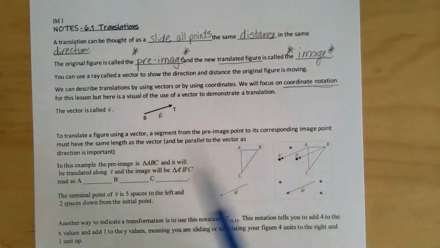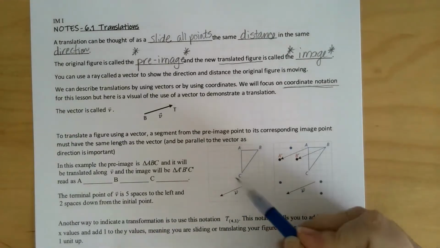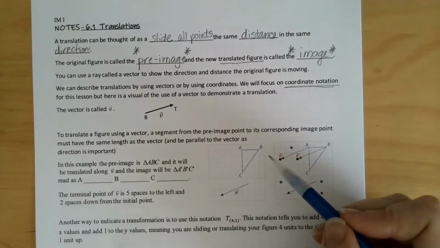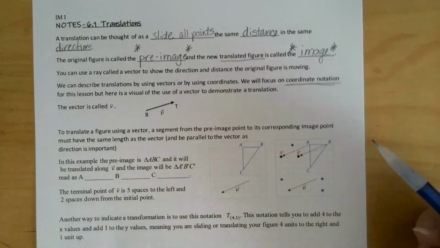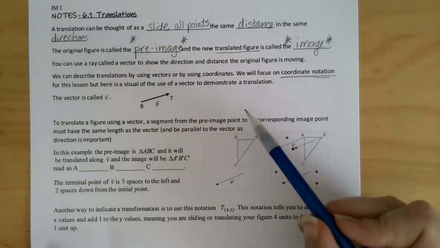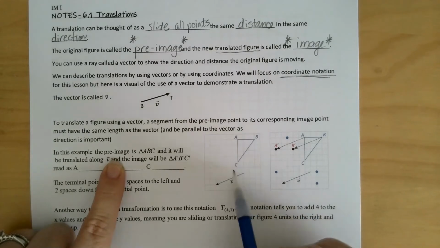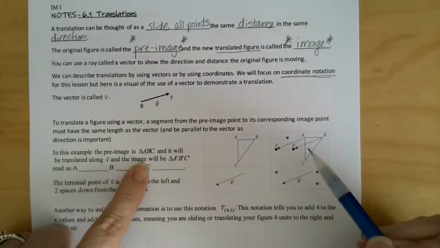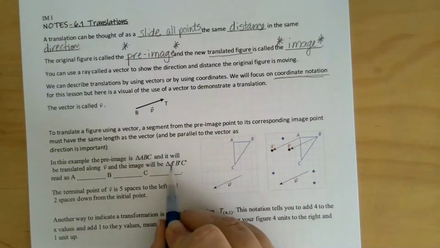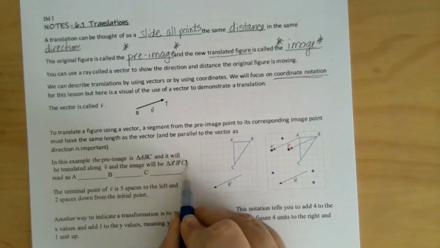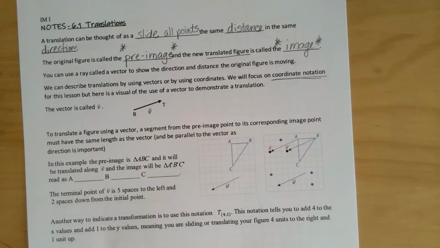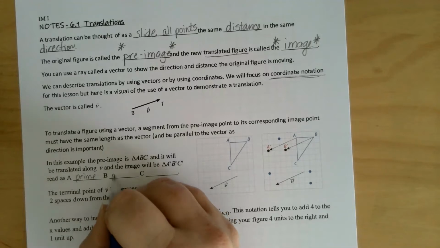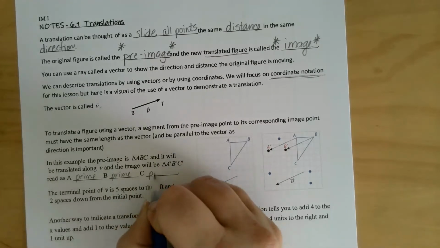To translate using a vector, a segment from the pre-image, remember the pre-image is the original one, to its corresponding image must have the same length as the vector and be parallel to all the other vectors, as direction is important. In this example, we have our pre-image, which is triangle ABC. It will be translated along vector V, and the image will be notated with A apostrophe, B apostrophe, and C apostrophe. That is known as A prime, B prime, and C prime.